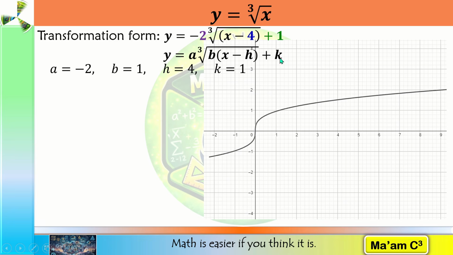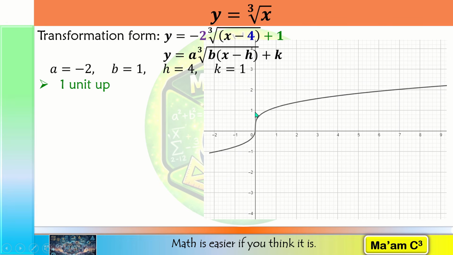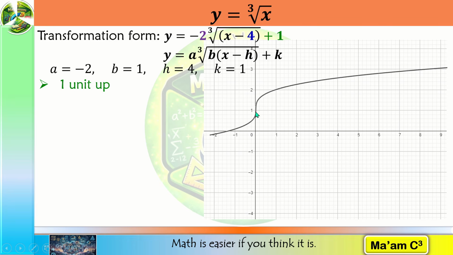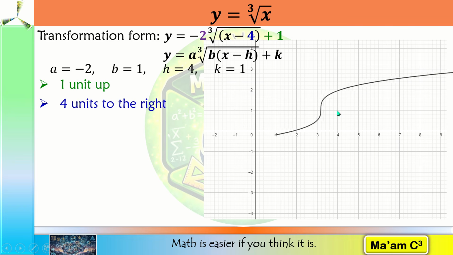Let's start with our k. Our k is +1, so this means our graph will move 1 unit up. From the inflection point (0, 0), it will be (0, 1). It will move 1 unit up. Next one, our h is 4. This means our graph will move 4 units to the right. So from here, 1, 2, 3, 4.